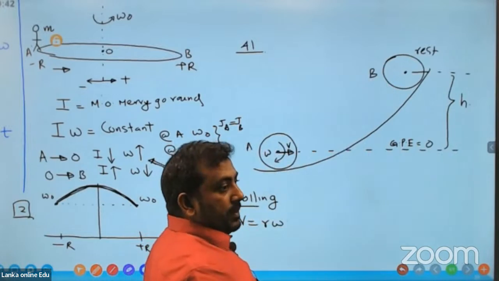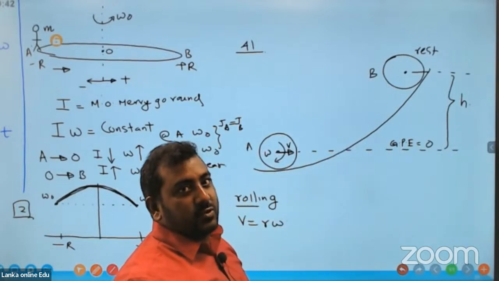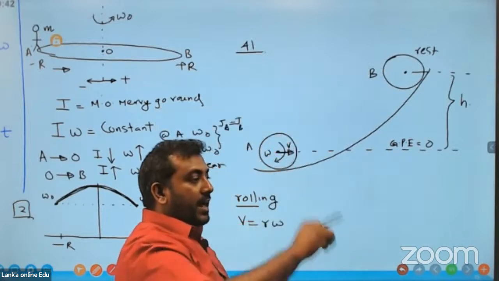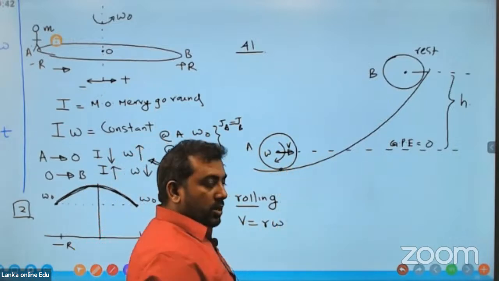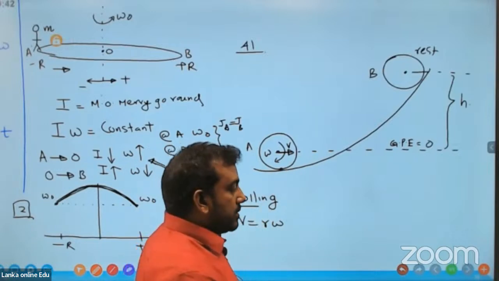Remember, rolling without slipping, there is going to be friction. You can't say no friction. On frictionless surfaces, you can't roll. But there is no work done by static friction. The bottommost point is at rest. When the bottommost point is at rest, static friction will act. Static friction does not do any work. So we can apply energy.